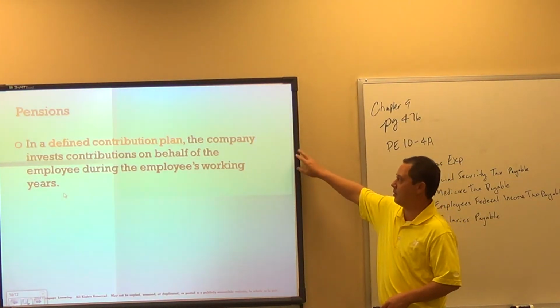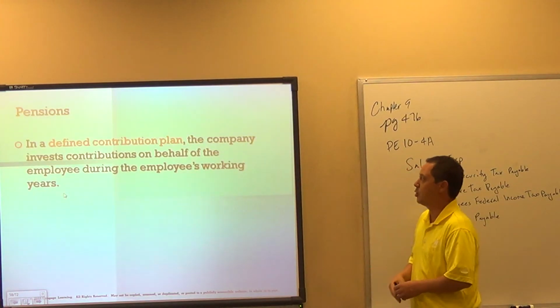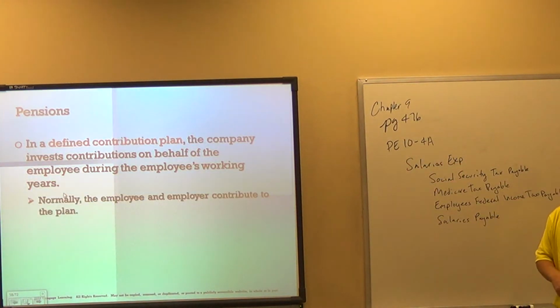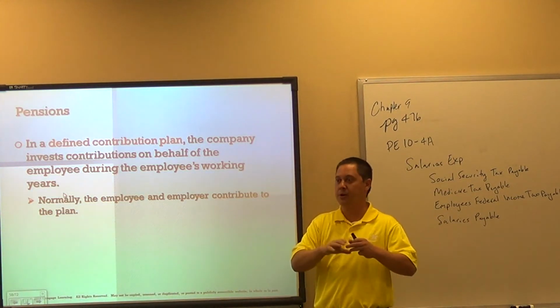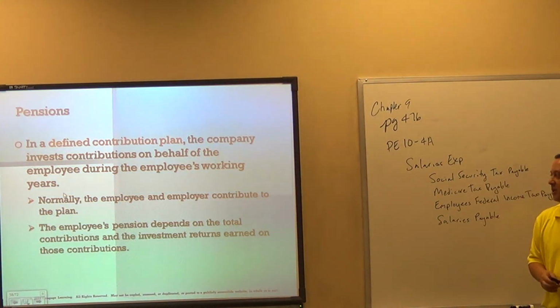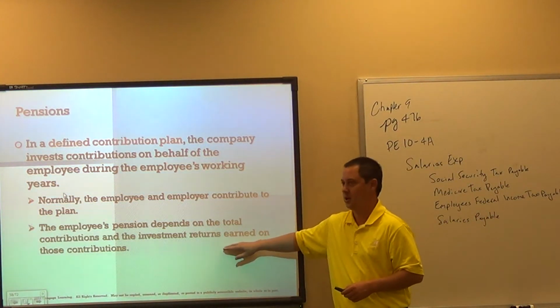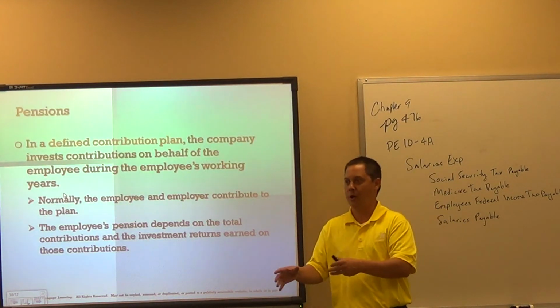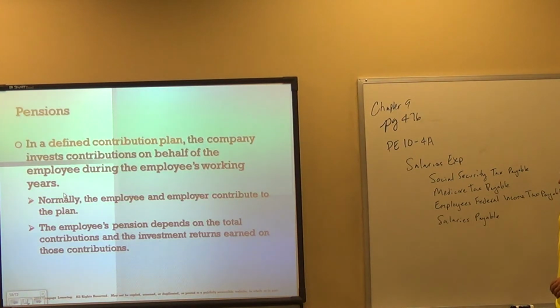So in a defined contribution plan, the company invests contributions on behalf of the employee in the employee's working years. So normally the employer contributes to the plan. So that's a defined contribution plan. You do this, you do that. The employee's pension depends on the total contributions and the investment returns earned on those. So it's a little different that way. So the pension is in some ways similar to a 401k, but not.